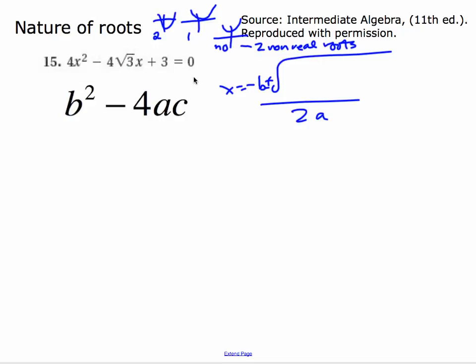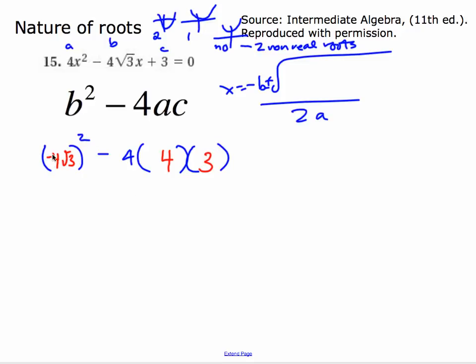All right, so let's take a look at this one here. So b squared, so this is b. So minus 4 root 3 would be b. A would be 4. And c would be 3. Okay, so something squared minus 4 times something times something. So b is a negative 4 root 3. A is a 4. And c is a 3.